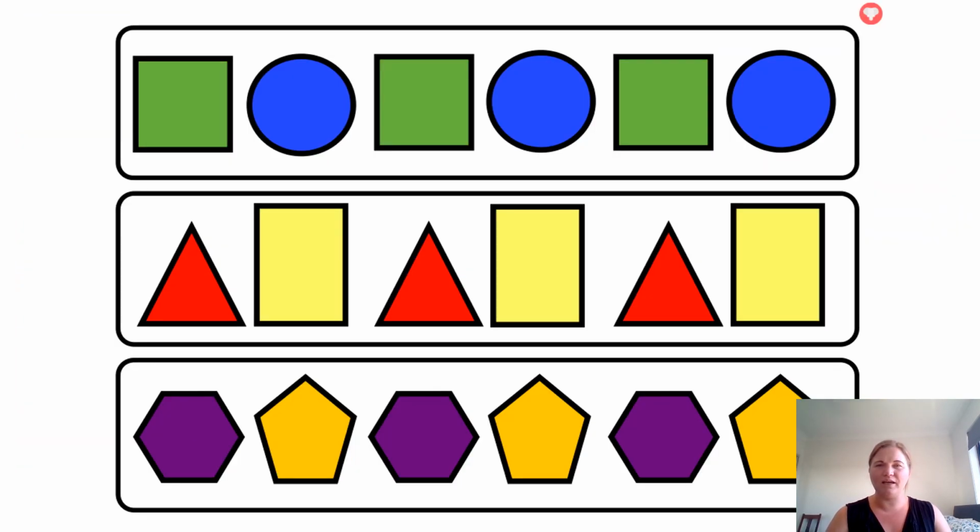Have a look at this pattern here. There's 3 different patterns. The first pattern is using 2 different shapes, squares and circles. It's also using 2 different colours, green and blue. This is a repeating pattern because the colours are repeated over and over. It goes green, then blue, green, blue, green and blue.